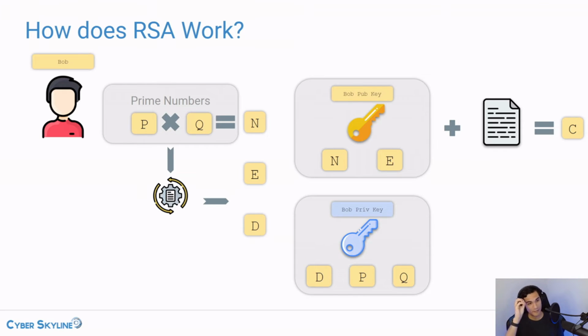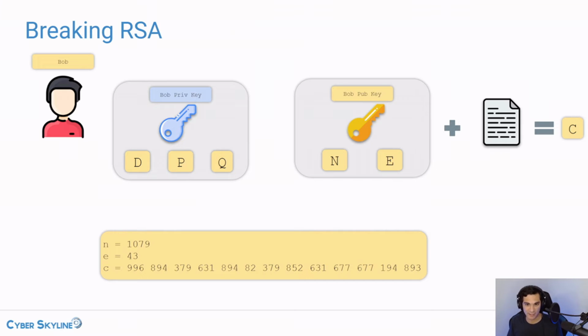So if you have the letters N and E, you have Bob's public key. If you have the letters D, P, and Q, you have Bob's private key. And then if you take the public key and you encrypt a message using the public key, that encrypted message is called C. Don't worry if you didn't track all that, I'm going to explain it again. But let's actually look into the additional details here.